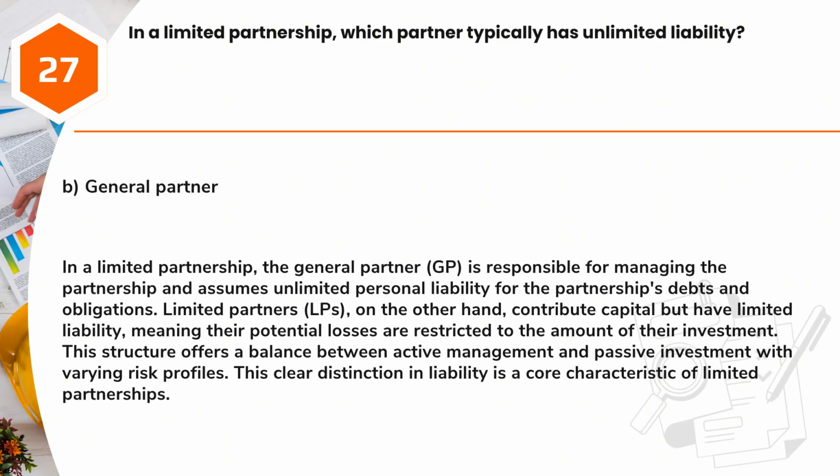Answer, B. General partner. In a limited partnership, the general partner, GP, is responsible for managing the partnership and assumes unlimited personal liability for the partnership's debts and obligations. Limited partners, LPs, on the other hand, contribute capital but have limited liability, meaning their potential losses are restricted to the amount of their investment. This structure offers a balance between active management and passive investment with varying risk profiles. This clear distinction in liability is a core characteristic of limited partnerships.